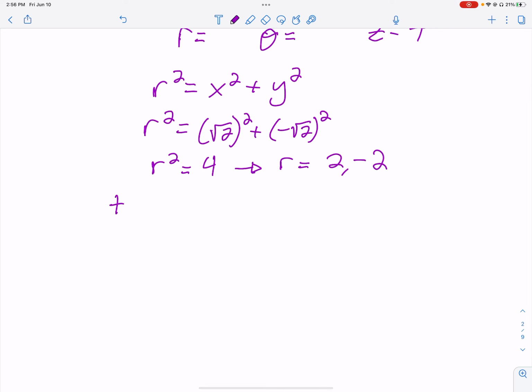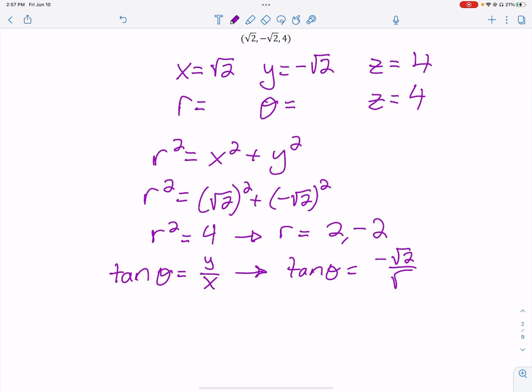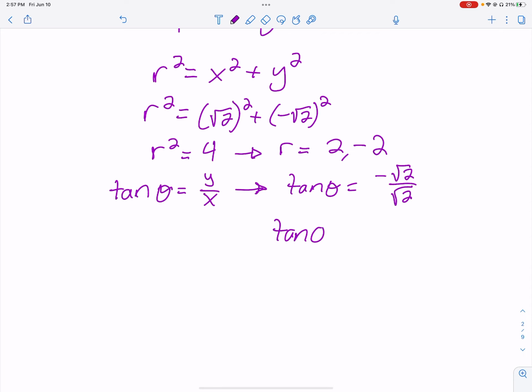All right. To get our theta, because that's all we need now, we have tangent of theta is y over x. So that is tangent of theta is negative rad 2 over rad 2. Negative rad 2, and then what was x? X was rad 2. That's what it was. All right, so we get tangent of theta to be negative 1. All right, we get two angles here for negative 1. We have 3 pi over 4 and 7 pi over 4.